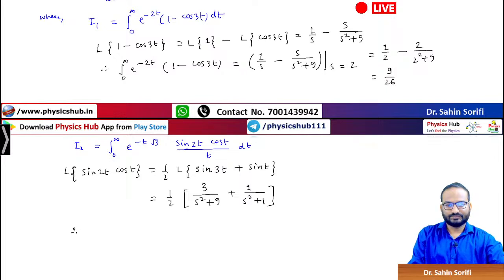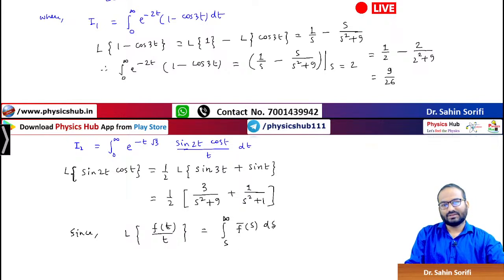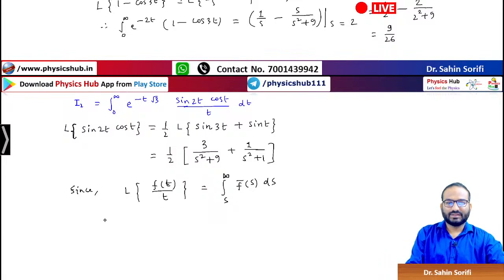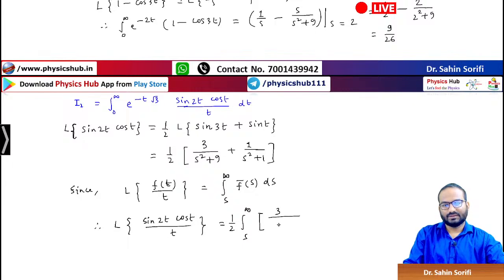And look, we know the formula: the Laplace transform of f(t) by t is the integral from s to infinity of f bar(s) ds. So we can say that the Laplace transform of sin 2t cos t by t will be the integral from s to infinity of, taking half aside, 3 by (s square plus 9) plus 1 by (s square plus 1) ds.